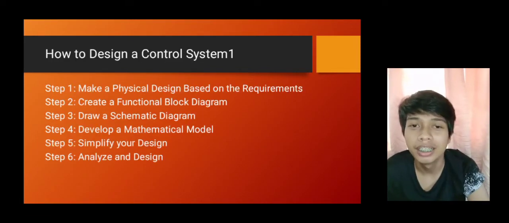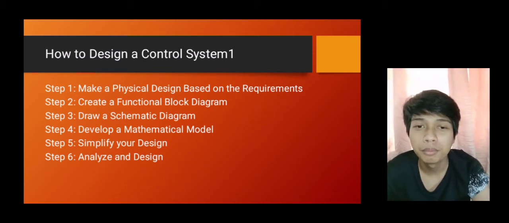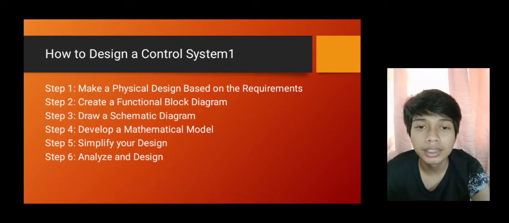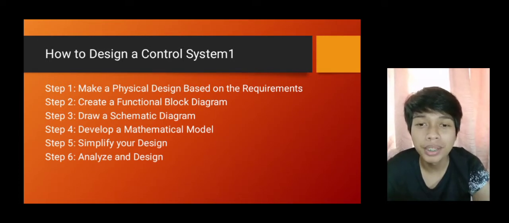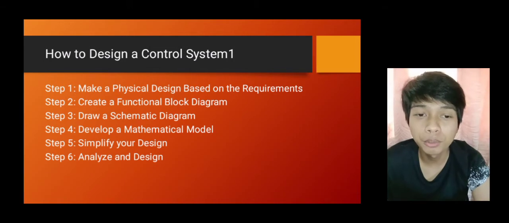So next, here are the steps on how to design a control system. Step 1. Make a physical design based on the requirements. Next step is, create a functional block diagram. Next, draw a schematic diagram. Develop a mathematical model. Simplify your design. Analyze and design.